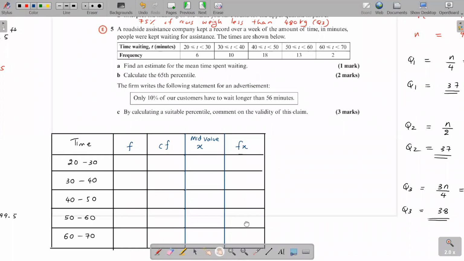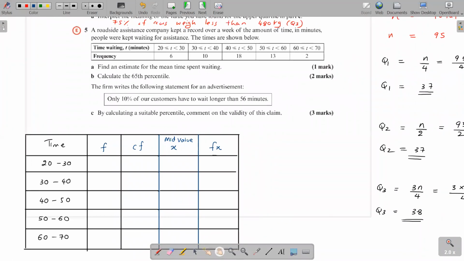Okay, so you can see the table that I have built over here. We don't need to go for any boundary corrections. There are no gaps, so I have written the boundaries over here. The first one is to estimate the mean time spent waiting. For the mean from a frequency table, you know the formula: sigma fx over sigma f, isn't it? So we learned the equation, and you can see I have built my table accordingly.